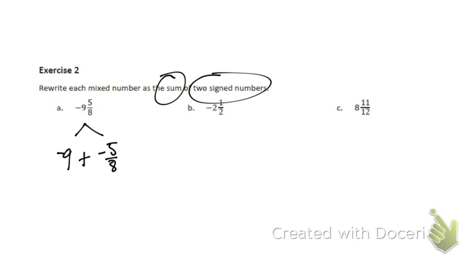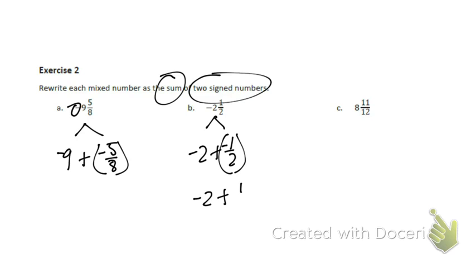This is like this. If you're breaking apart a mixed number, just break apart the whole number with the fraction, but that negative goes for everything. So make sure when you break it apart, they're both negative. Same thing right here. Make sure they're both negative.